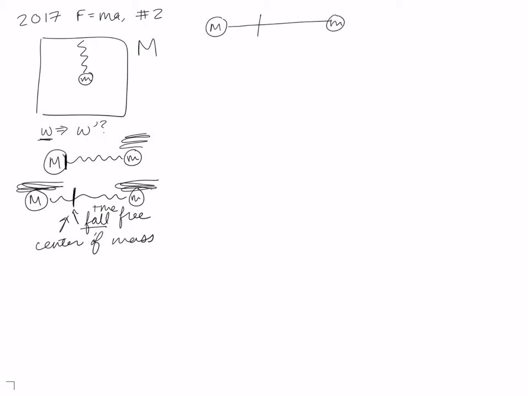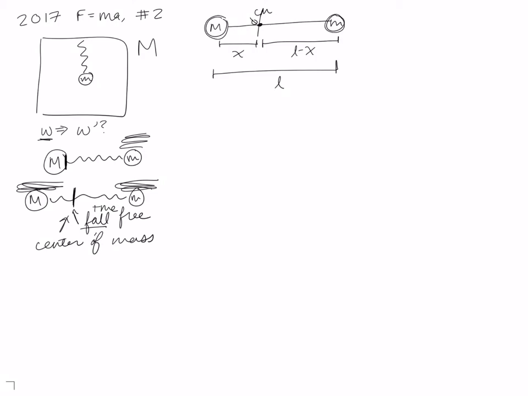So we have our large m and we have our small m, and here is our center of mass, which we'll say is our 0 point. Let this distance be x. Let the distance from the center of mass to small m be L minus x, and so the total length of our spring is L.